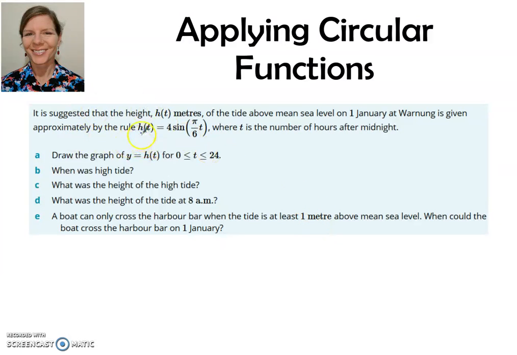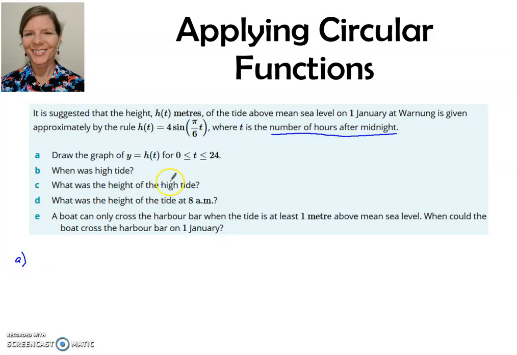So it's suggested that the height of the tide above mean sea level on the 1st of January at Warnung is given by this rule. Okay, 4 sine pi on 6t, where t is the number of hours after midnight. Now that's important. We'll come back to that. The first thing it says is draw a graph of this for t between 0 and 24. So we're looking at a 24-hour period. You could do this on your ClassPad, but it's good practice to be able to do it without. So let's have a look at what we're doing here.